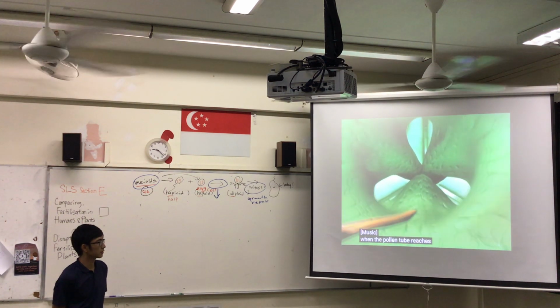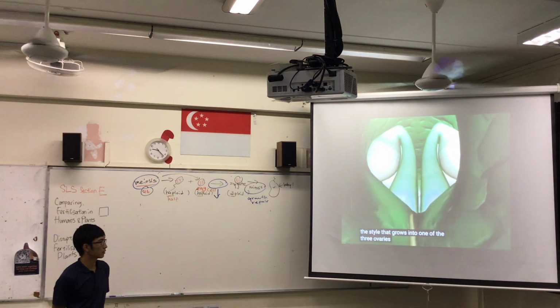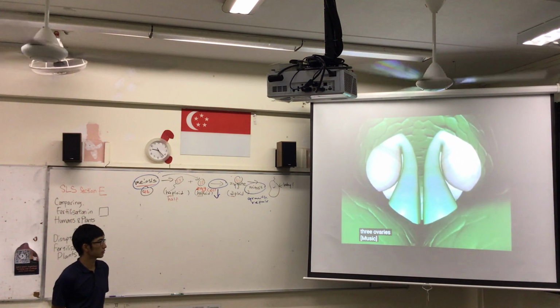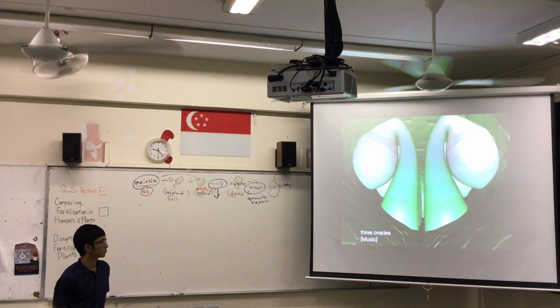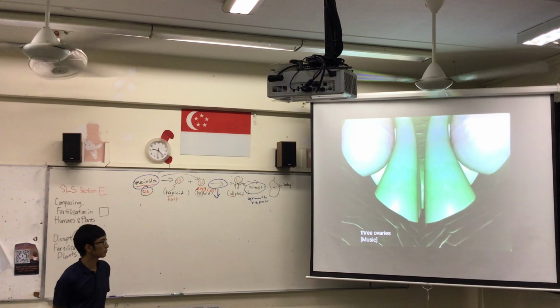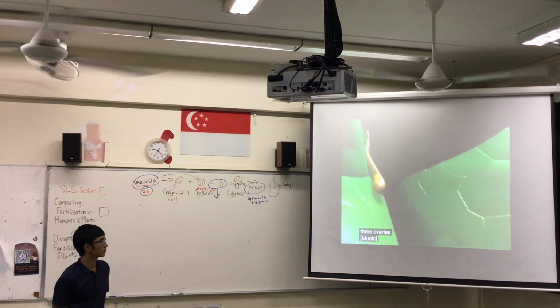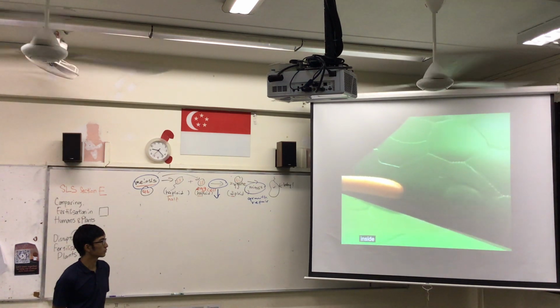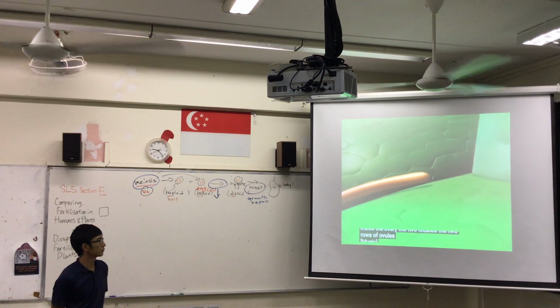When the pollen tube reaches the base of the style, it grows into one of three ovaries. Inside the ovary, the tube maintains the two rows of ovules.